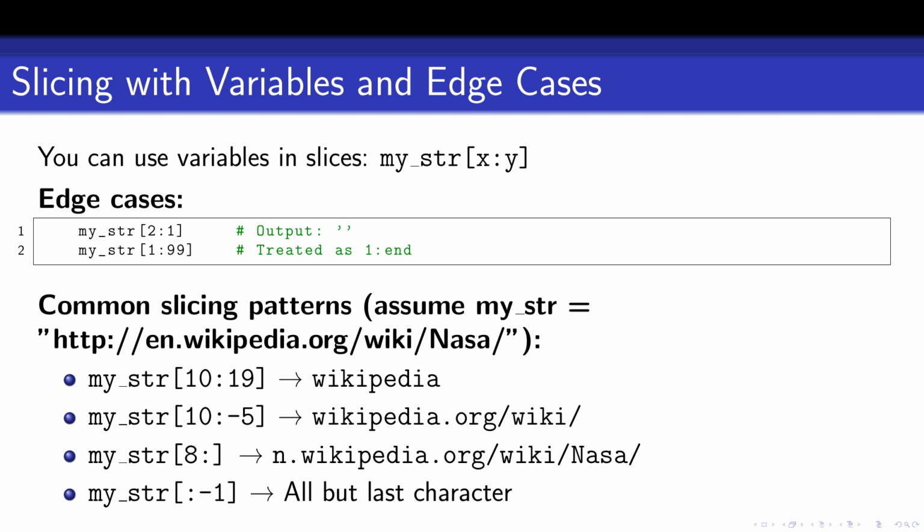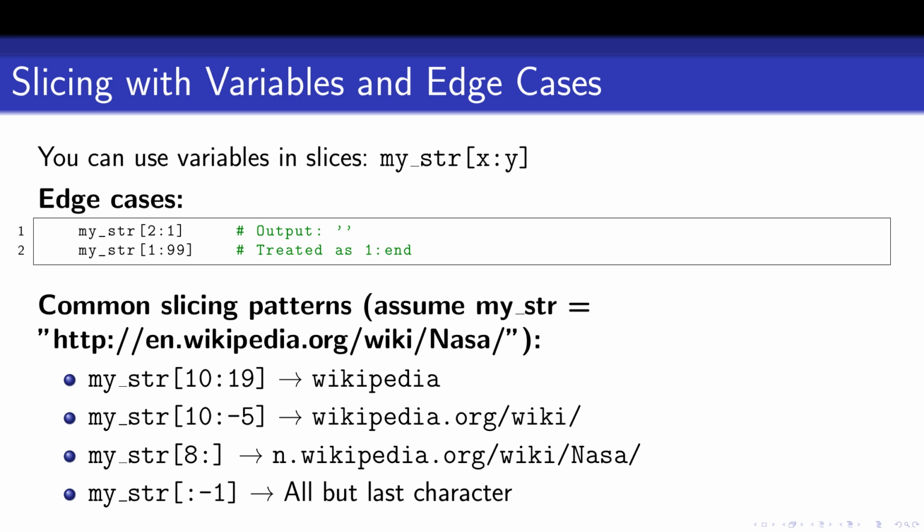It's also important to understand edge cases. If the start index is greater than or equal to the end index, like my_str[2:1], Python returns an empty string. Similarly, if your end index is beyond the string's length, Python will simply go up to the last character without raising an error. This makes slicing forgiving and intuitive for many real-world use cases.